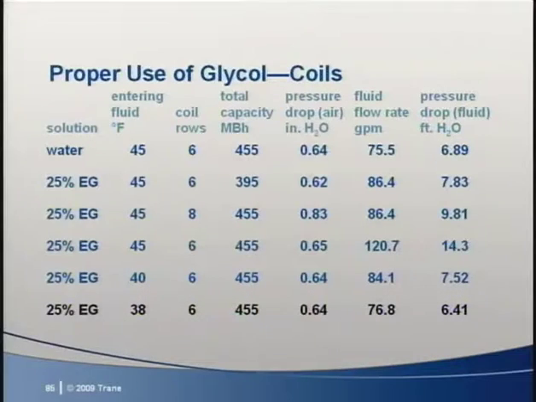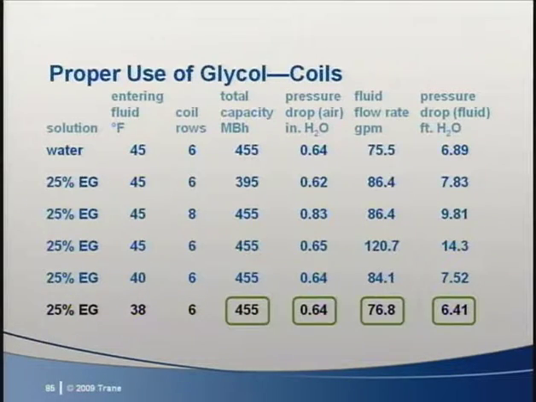Reducing the entering fluid temperature even further to 38 degrees provides further benefits. The improvement in heat transfer performance gives us an even lower flow rate and a lower fluid pressure drop than the original coil selection based on water. This results in less pump power than the system that did not contain glycol. Remember, we're talking about the same coil here. Alternatively, the coil given 38-degree fluid could be reselected with fewer fins and the original flow rate. This would decrease the cost of the coil and give us a lower air pressure drop.